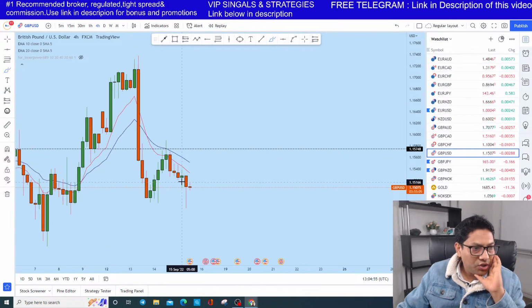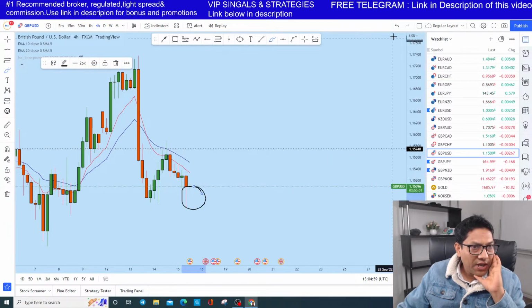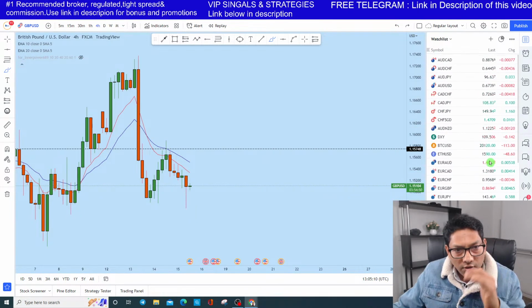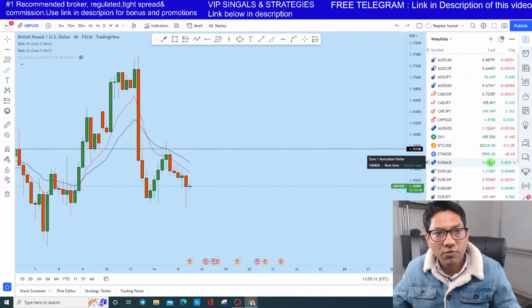GBP USD also bearish with this doji. It created a long wick candle, meaning the price might slowly go up a little bit and will come down to fill that wick, and with that it will just continue to drop. So for me the dollar is stronger, okay guys.